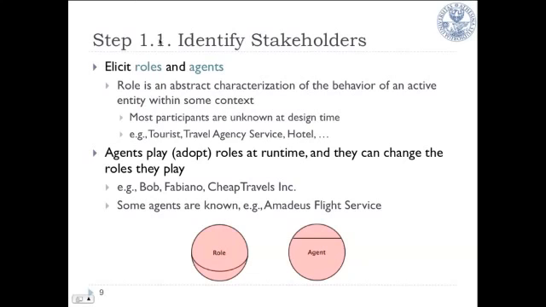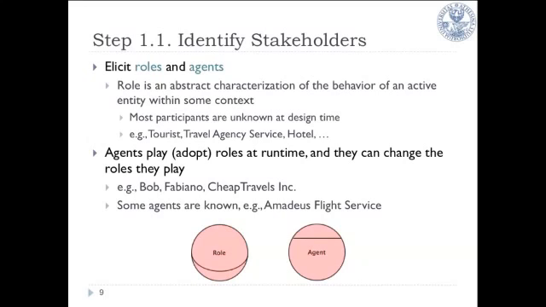So in the first step, when we identify stakeholders, we need to elicit roles and agents. And as I briefly mentioned, a role refers to, basically, think of it as a class that can be instantiated at runtime. So it's an abstract characterization of the behavior of an active entity within the given context. So when we are building these models, they are built at design time.